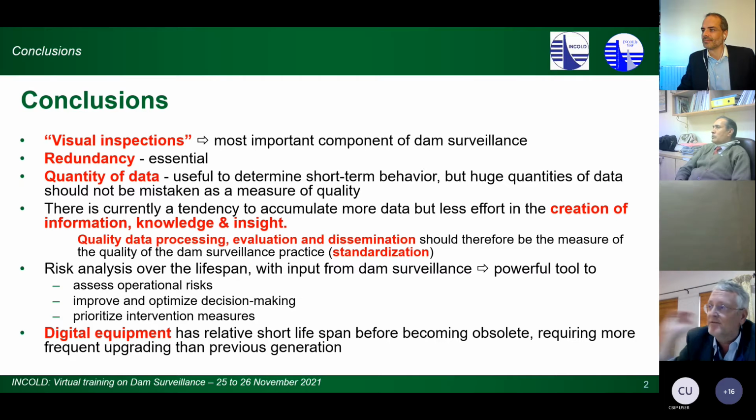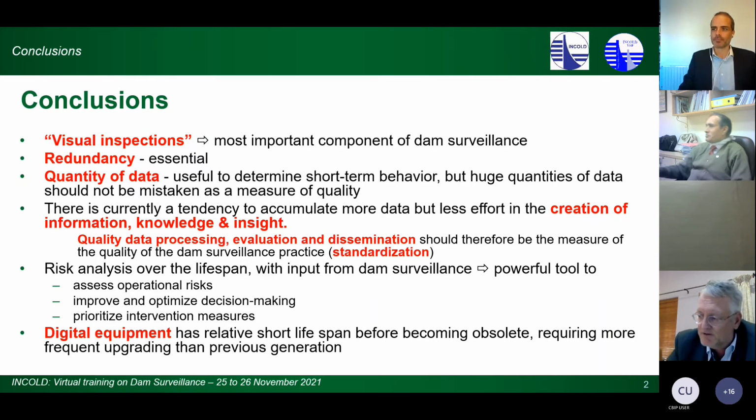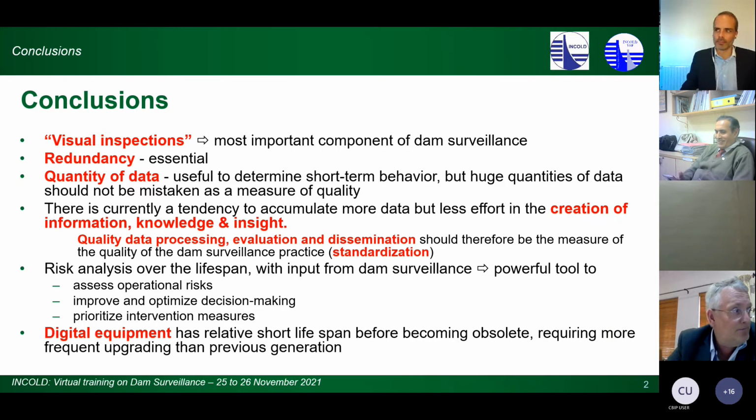Redundancy in all your systems is very important. Then the other thing, the quantity of data. If you go for automation, you will most probably have huge quantities of data, but remember that quantity is not a measure of quality. The more you have, the more effort you must put in to make proper interpretation. And maybe you see it as well, Manuel, but I've seen dam owners go for automation, and you end up with nobody looking at it. They have these alleged automatic systems, but there's no human intervention.